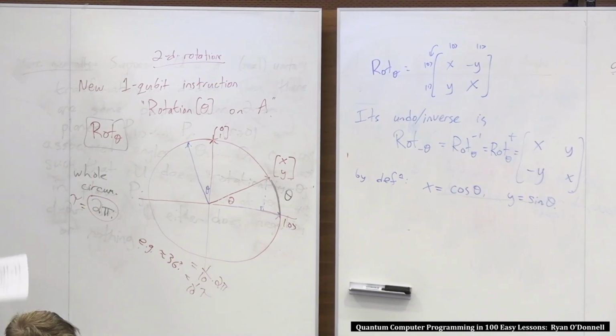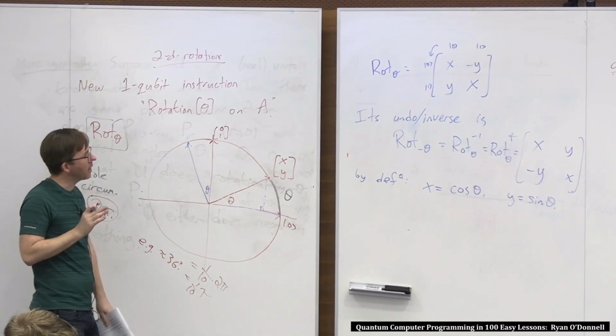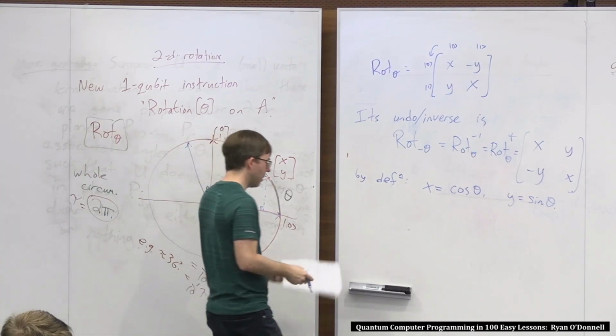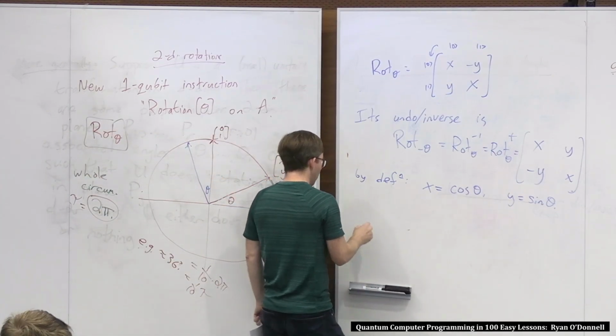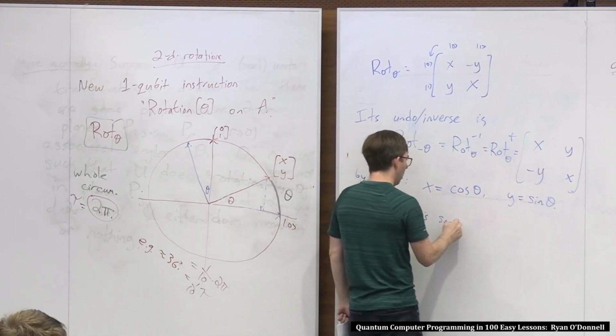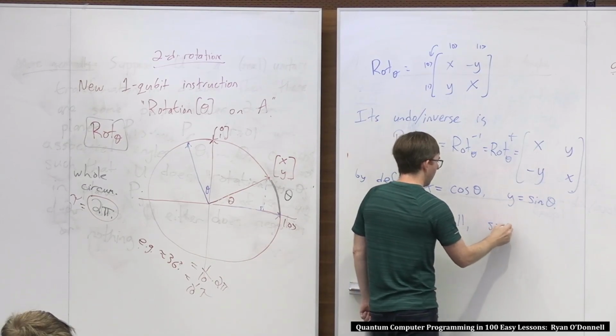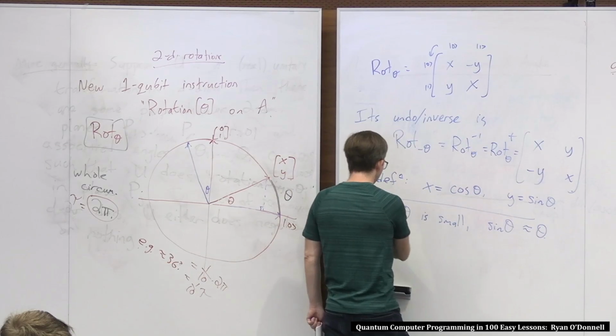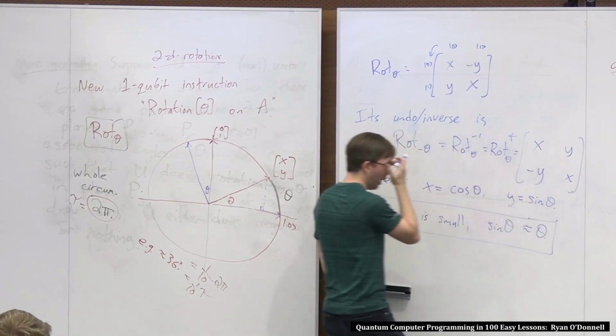And so now that some trig is on the board, let me tell you the only fact about trigonometry you will ever need in this course, or some might say even in life. Here it is. If theta is small, then sine theta is basically theta. This is the only fact you'll ever really need in life.